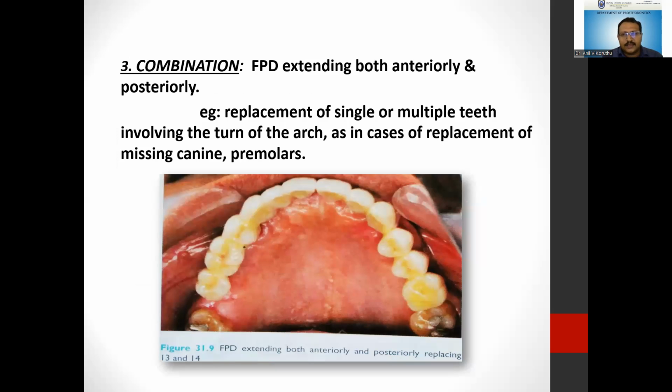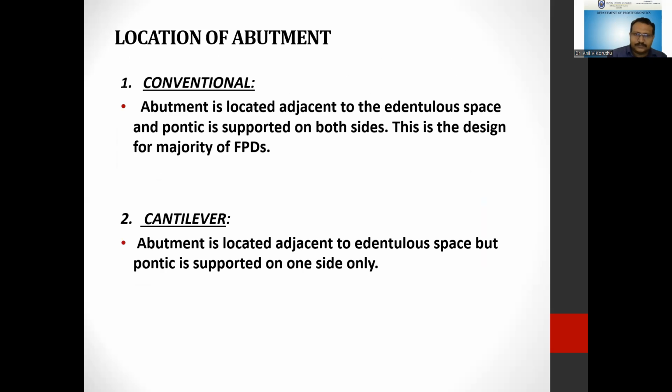In such cases, like replacement of the canines, or else if you have to replace the premolars, it should have a combination of teeth anteriorly and posteriorly. And coming to the location of the abutment. The abutment is located adjacent to the edentulous space, and the pontic is supported from both sides. And this is the design of the majority of FPDs.